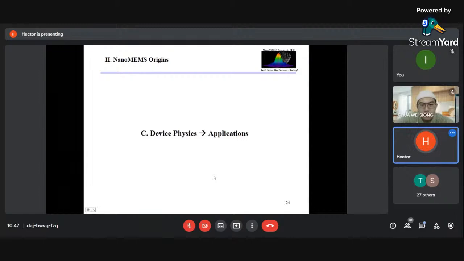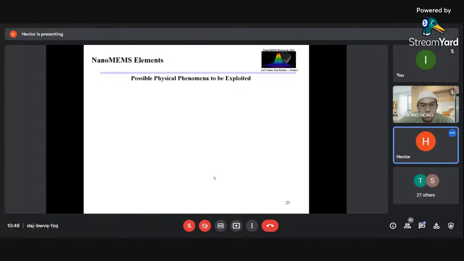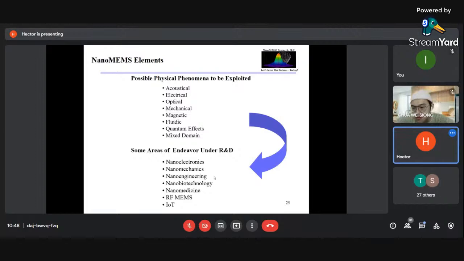Some of the fundamental NanoMEMS device physics and their application are given next. NanoMEMS may be utilized to exploit a multitude of physical phenomena, such as acoustical, electrical, optical, mechanical, magnetic, fluidic, quantum effects, and mixed domain. Therefore, the universe of possible implementations is vast and only limited by our imagination. Possible areas of endeavor already under research include nanoelectronics, nanomechanics, nanoengineering, nanobiotechnology, nanomedicine, RF MEMS, and IoT.